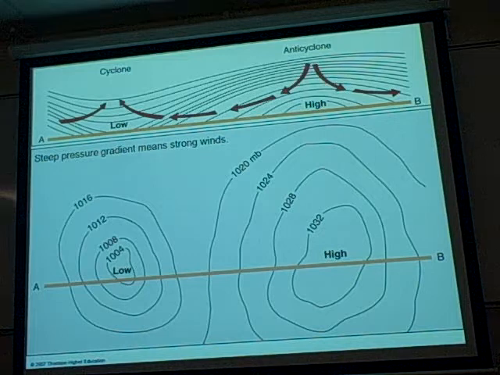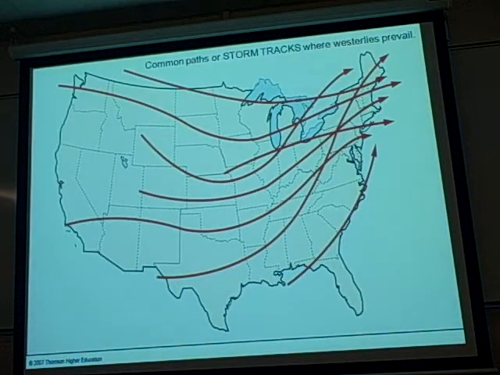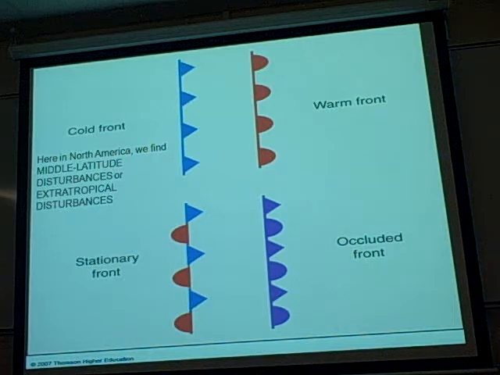Again, looking at gradient for pressure, if the lines are closer together, that means you're going to have stronger winds. These will be useful for when you're reading about weather and what kind of fronts are going on and whatnot.